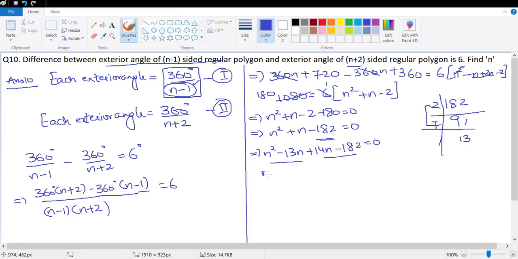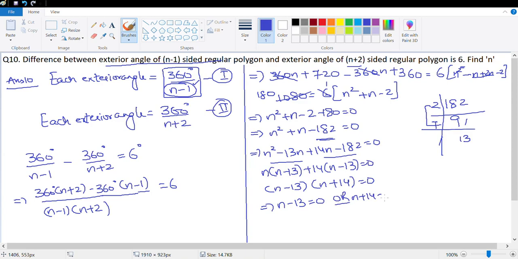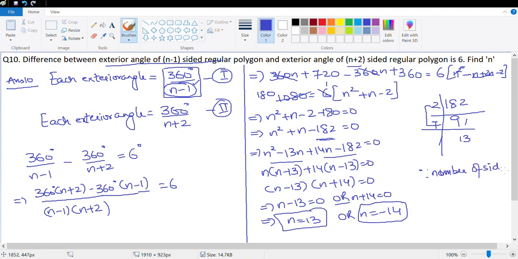Let's group them together. n times n minus 13 plus 14 times n minus 13 is equal to 0. n minus 13 times n plus 14 is equal to 0, which means n minus 13 is equal to 0, or n plus 14 is equal to 0, which means n is equal to 13 or n is equal to negative 14. Since number of sides of a polygon can't be negative.